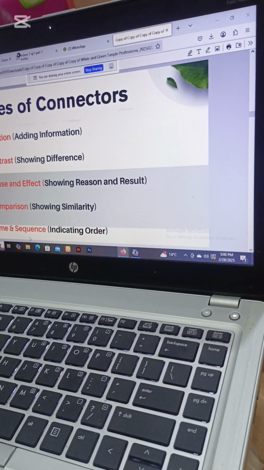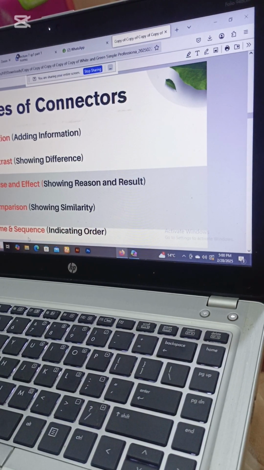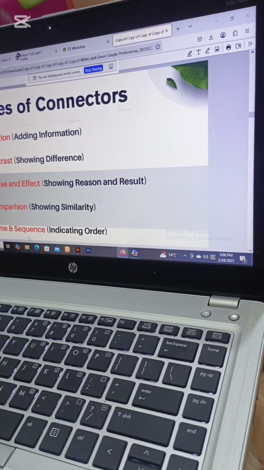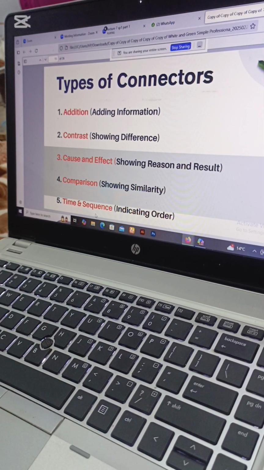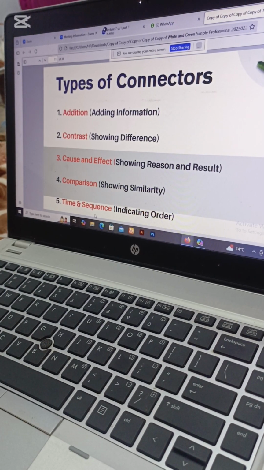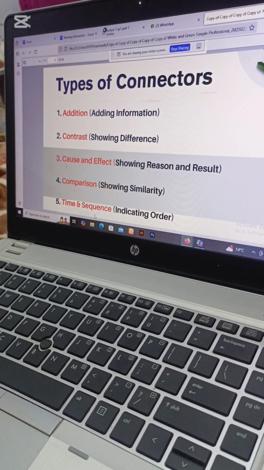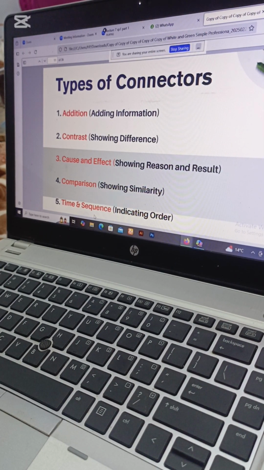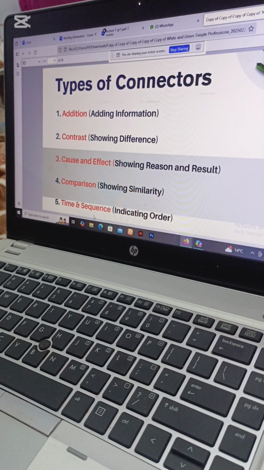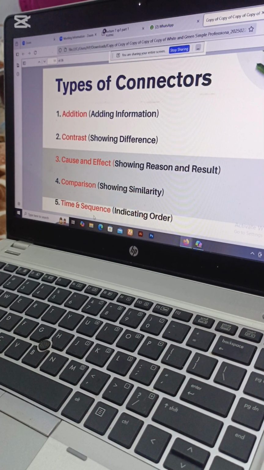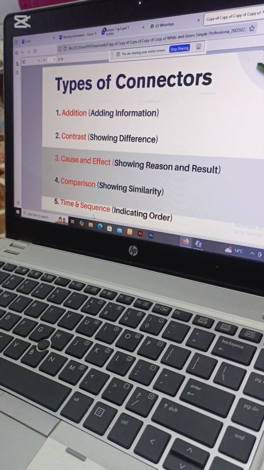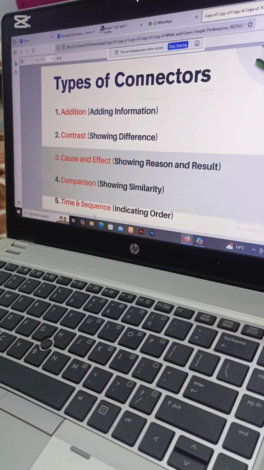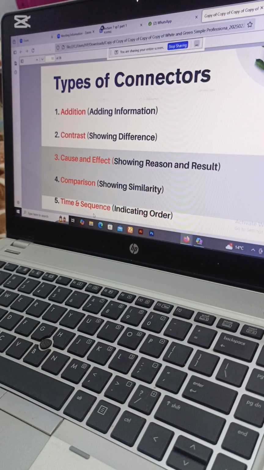Have you heard about the connectors that are used for adding information? Yes, ma'am. Moreover, furthermore, that I have told you. Good, very good. What about connectors that show contrast? However. And the cause and effect? Eventually, at last, in the end.